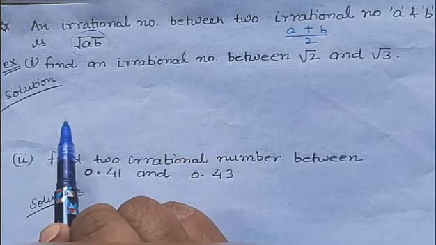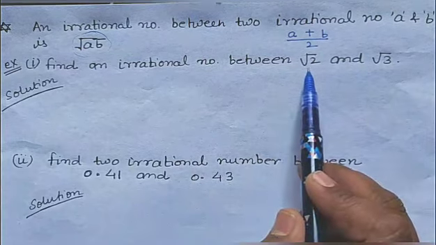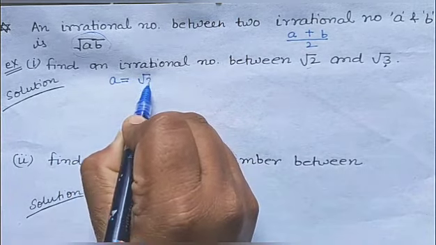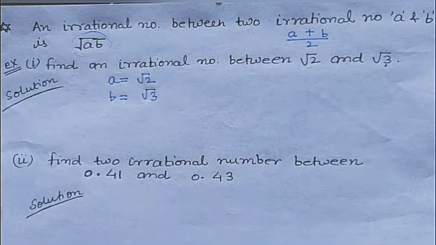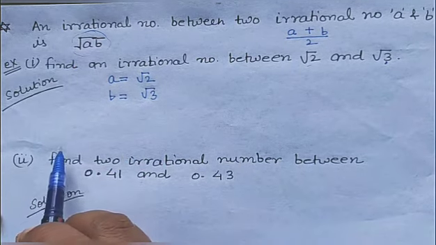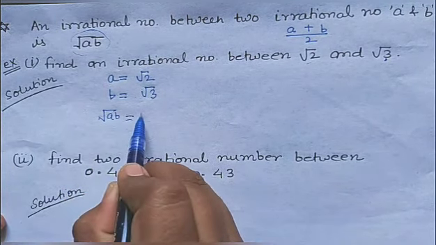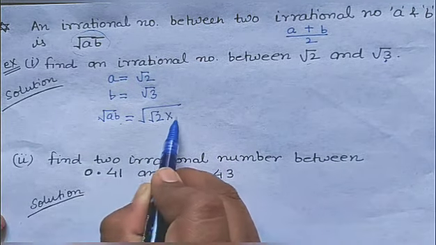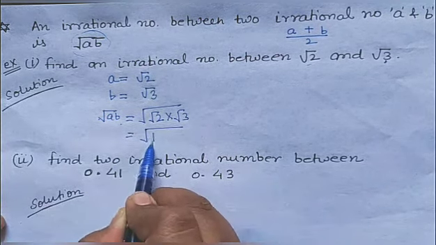Like, for example, the first example: find an irrational number between under root 2 and under root 3. It means in place of a we have under root 2 and in place of b we have under root 3. Now we will use the formula that an irrational number between two irrational numbers is under root ab. So the answer will be under root of, where the value of a is under root 2 and the value of b is under root 3. So what we will get is under root 6.